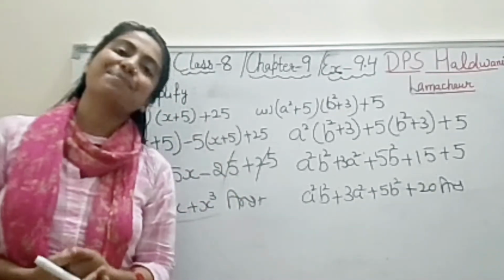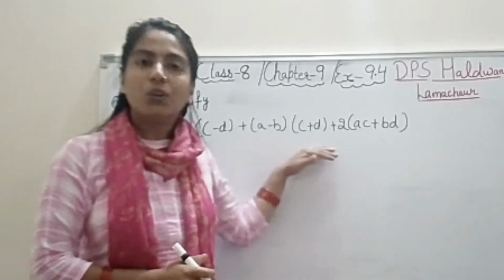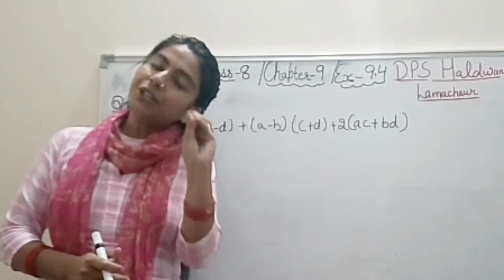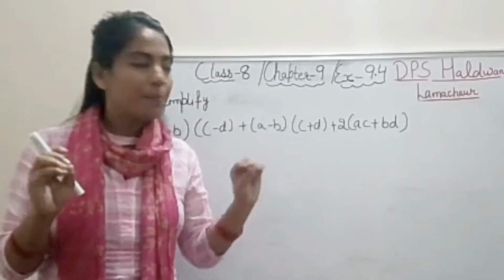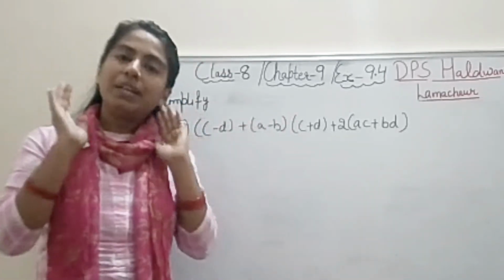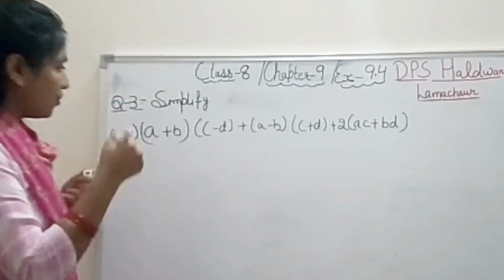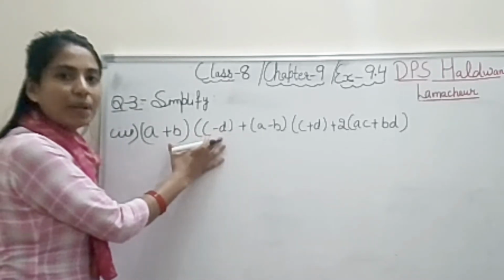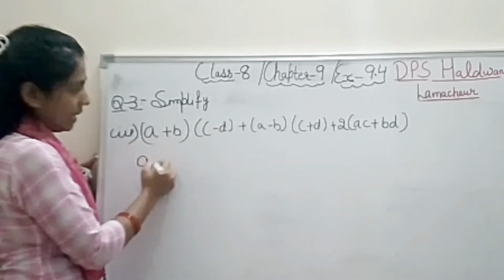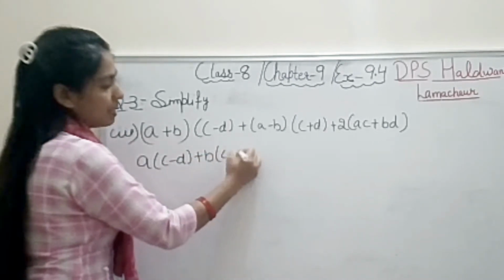Now coming to our next part. Now student, third part. See how long the calculation is. But you need to be focused on the terms. Whatever the terms, however short or long, you just focus on the calculation. See, first of all, a plus b and c minus d. These two brackets will multiply with each other. It means a will multiply c minus d plus b will multiply with c minus d.